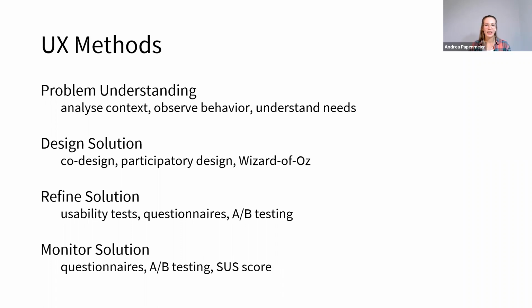So here is my personal UX toolbox. For each stage in the development process, we have different methods that we can use to get insights and feedback from users. In the beginning, you might want to start by really understanding the problem. So you can do that either by observing how people currently perform a task and also in which context they do it. So say you want to develop a navigation system for blind people. Then start by observing how they navigate at the moment, which tools they use, what problems they encounter, maybe also which workarounds they came up with. And then once you understand their needs, you can design a solution based on that.